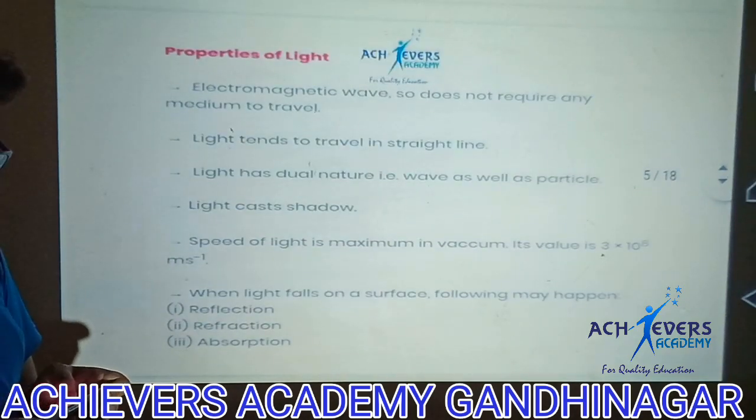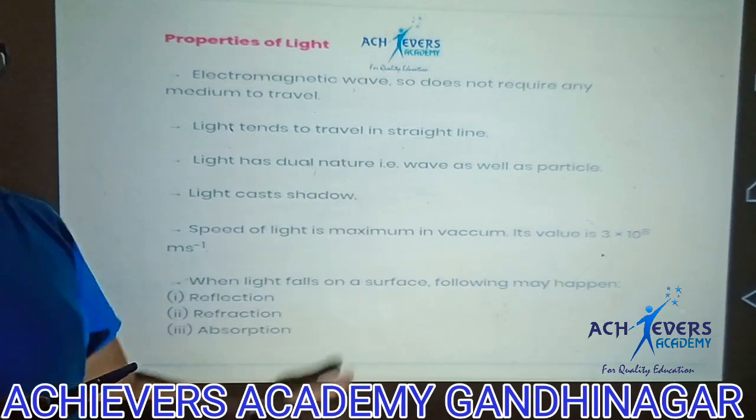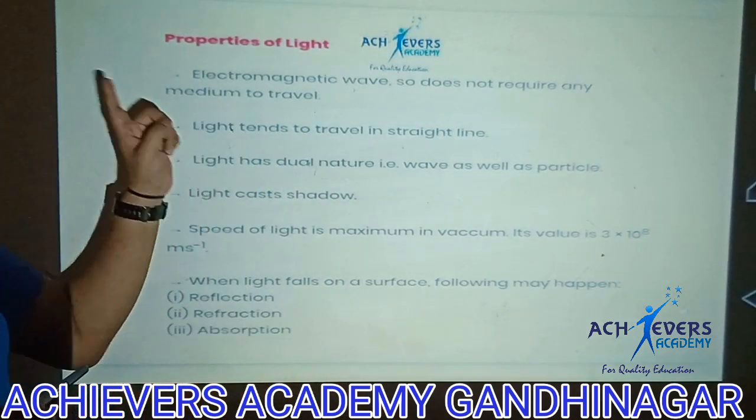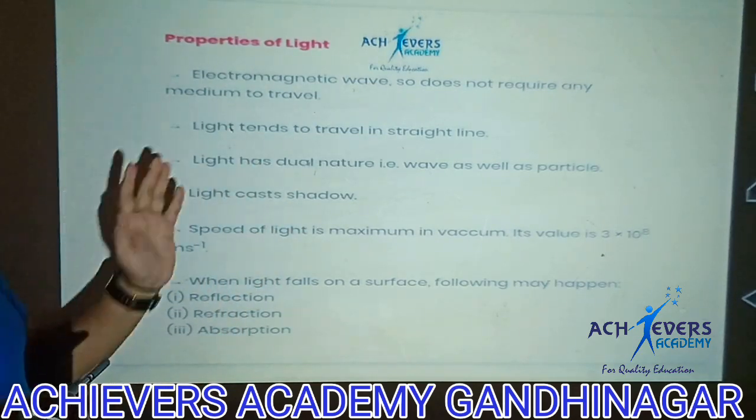Here I have the properties of light, and this is a very important thing. I have written this just so that you can note it down in your notebook. The first property: light is an electromagnetic wave, so it does not require any medium to travel.